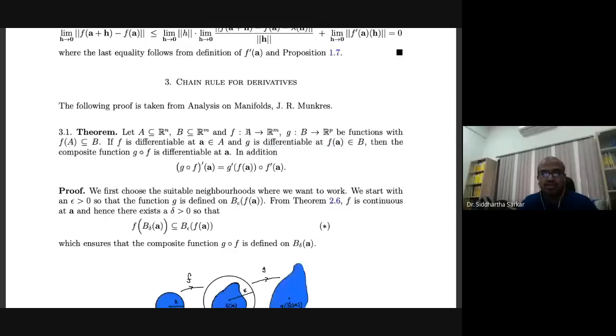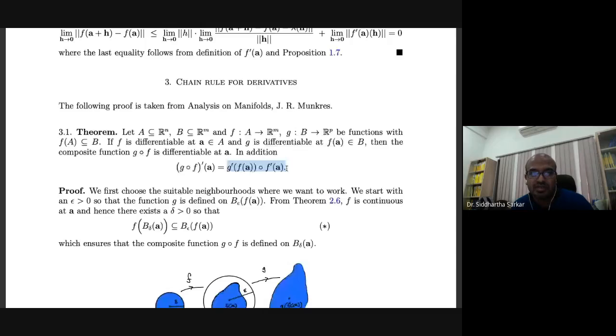So remember, my f'(a) represents a linear map from R^n to R^m. If I start with a function f from A to R^m, the derivative turns out to be a function from the full domain R^n to R^m. Now I am assuming g is differentiable at f(a), then its derivative at f(a) should be a linear map from R^m to R^p, and therefore those two linear maps I can compose.